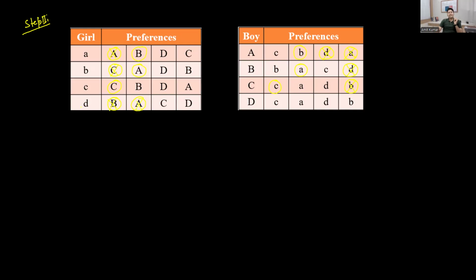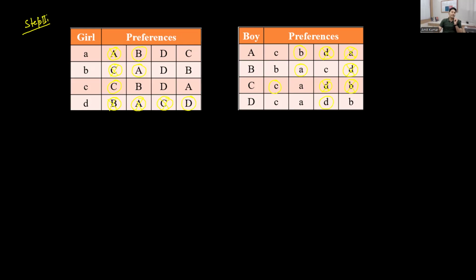Now, D will exercise the option number C, which gets rejected from here because C already has the best option. Now D will exercise the last option, which is D, and D is still single. So this has to be accepted.